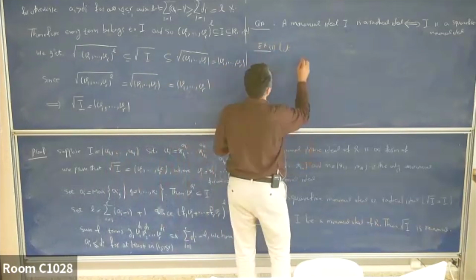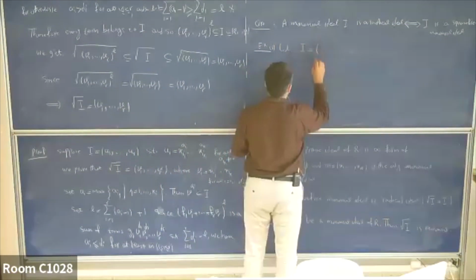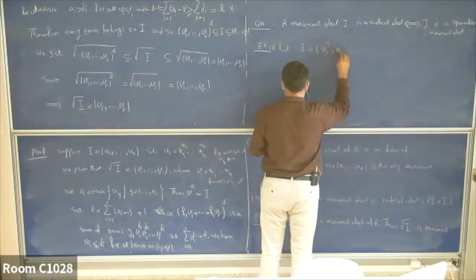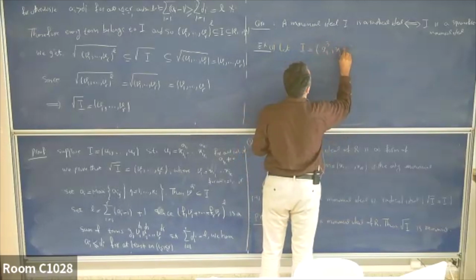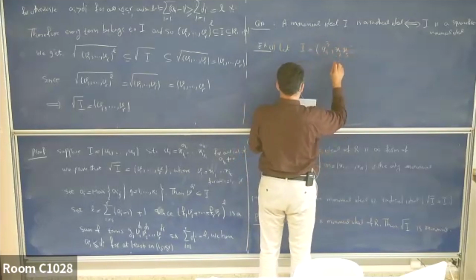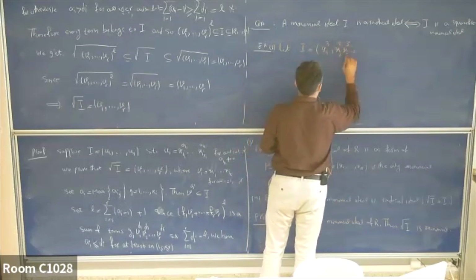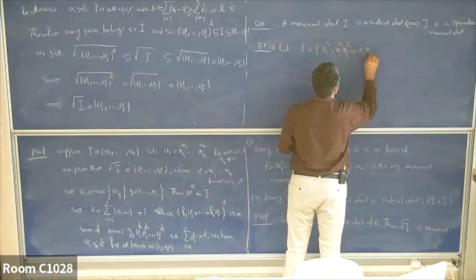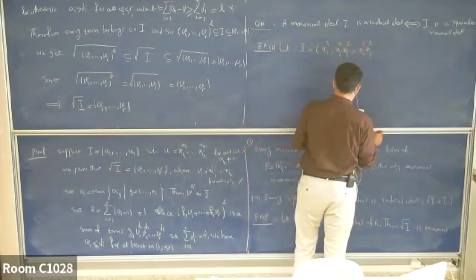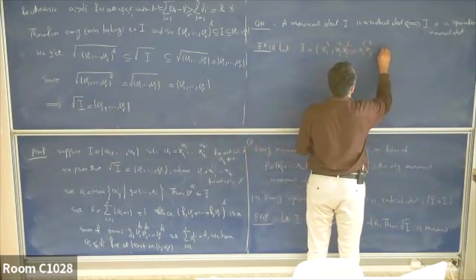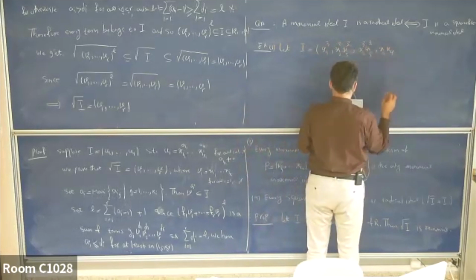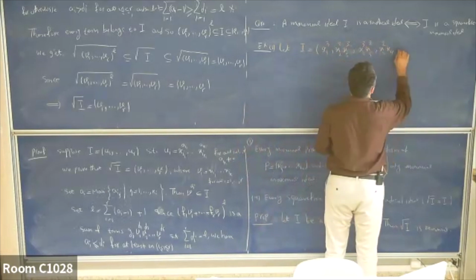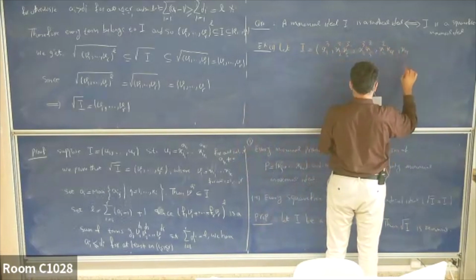Let I be equal to the ideal generated by x1 power 3, x2 power 2 x3 power 3, x2 power 3 x3 power 2, x2 power 2 x4, and x4 power 3.